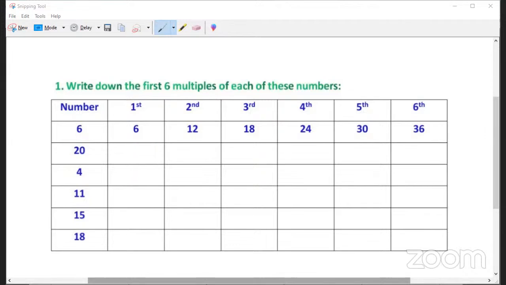So 6, what are the multiples of 6? 6, 12, 18, 24, 30, 36, and it goes on. Like this, very simple numbers. Write up the multiples up to 6 numbers. That's all. Do it as fast as you can. We'll go on with the next. Very easy ones.